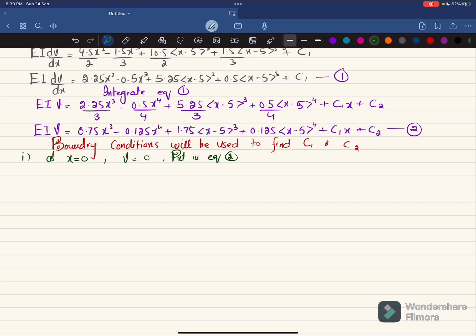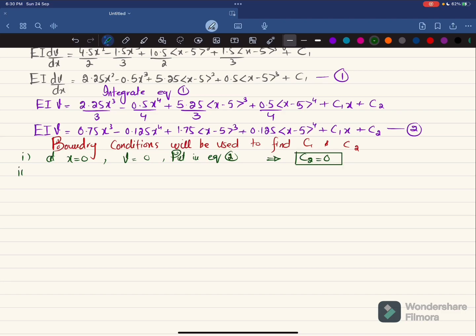When you put it in, this term will be 0, this will be 0, this will be 0, this will be minus 5. So anything inside the Macaulay bracket that is negative will be 0. This term will be 0. C1 into x will be 0. So we are left with C2. So from here you will get C2 will be equal to 0.